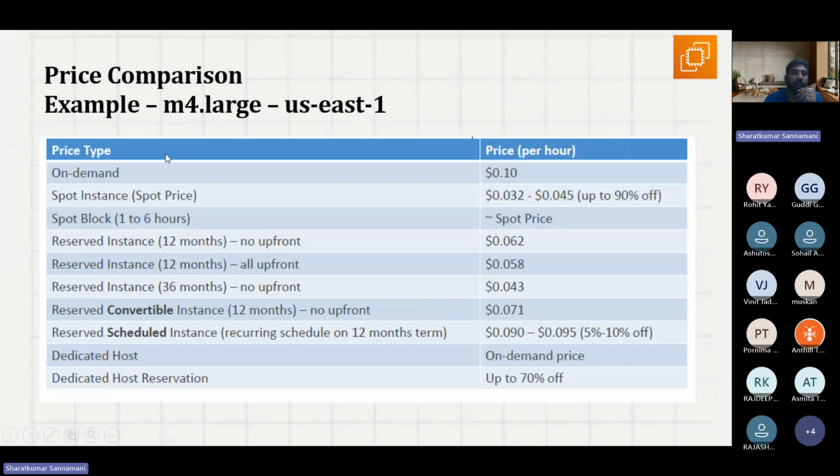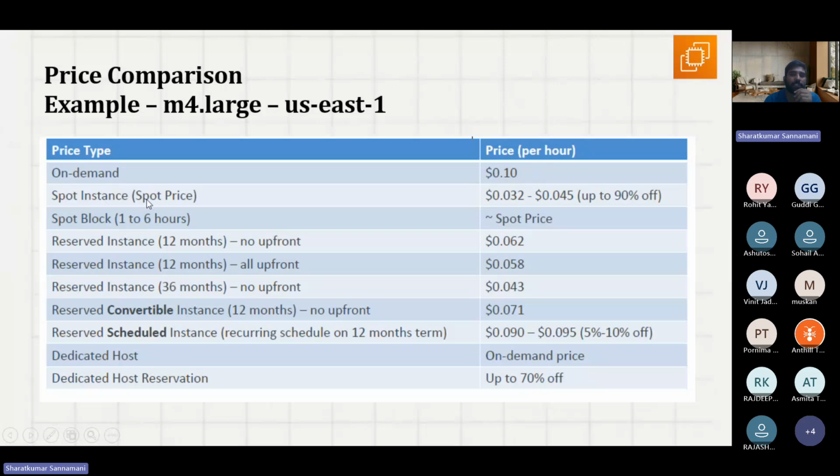Okay, we have given one such example here for comparison purpose. Example, m4.xlarge in one of the US regions, in the east. So it is the Ohio region. Okay, so for on demand, which means pay as you go, it is $0.10 per hour. Okay, for the on demand.